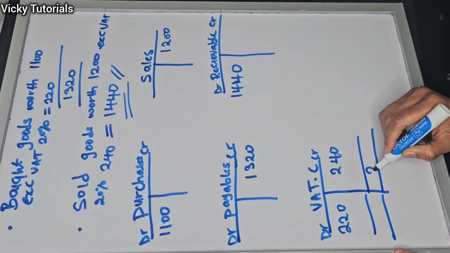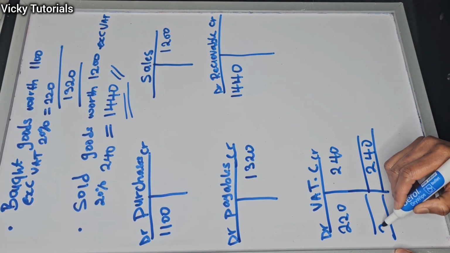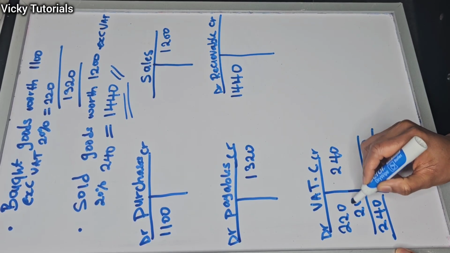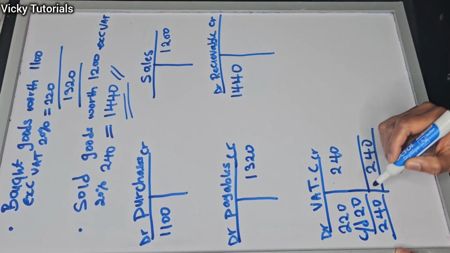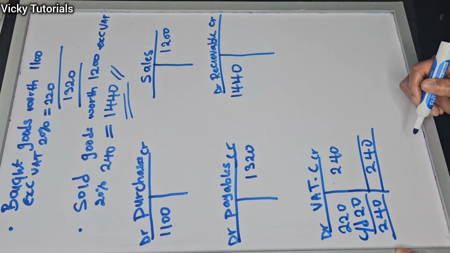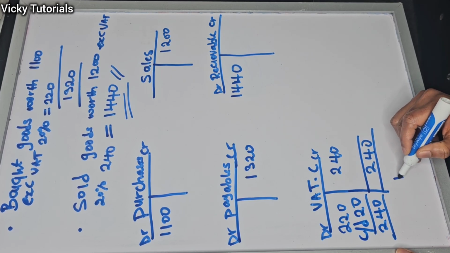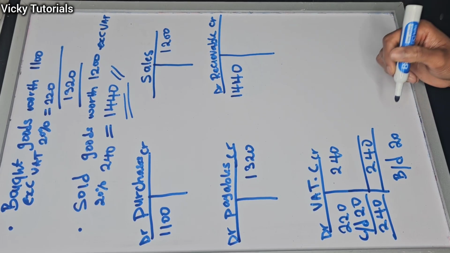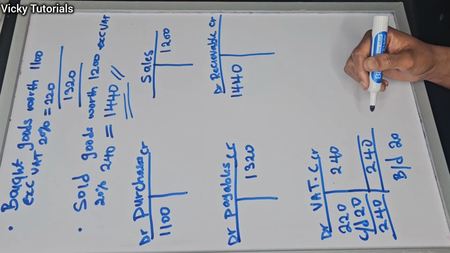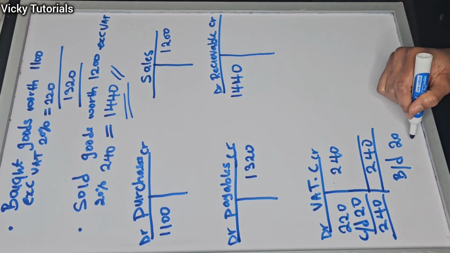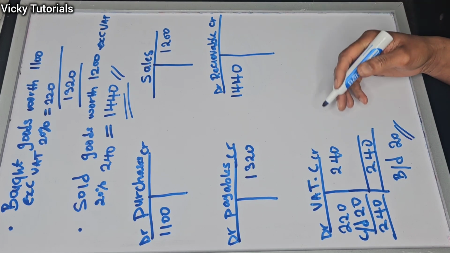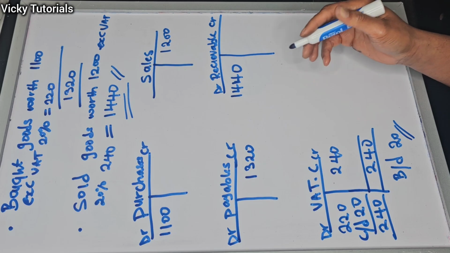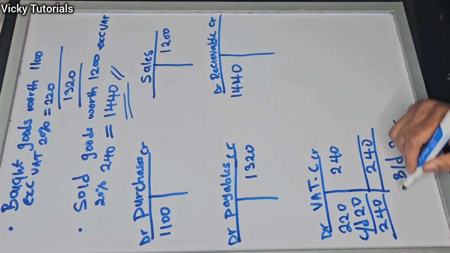So we have 240 balance. What's the difference here? It's 20. We say carried down, and this side we say brought down. So 20. So at the end of the quarter, we have 20 on the credit side, meaning that this money is owed to HMRC. So now we have closed up this account.